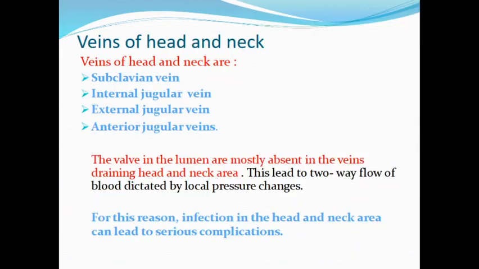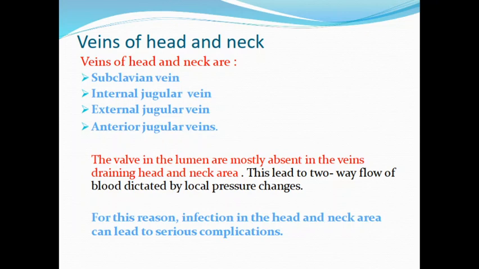Veins of head and neck. The veins of the head and neck are the subclavian vein, internal jugular vein, external jugular vein and anterior jugular veins. Valves in the lumen are mostly absent in the veins draining the head and neck area. This leads to two-way flow of blood dictated by local pressure changes. For this reason, infection in the head and neck area can lead to serious complications.